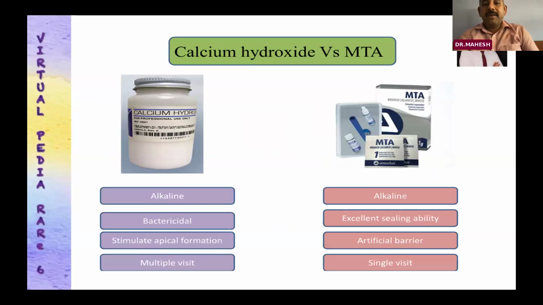It stimulates apical formation, but the disadvantages, you have to keep repeatedly changing it. So the apical formation can take a time frame of 6 months to 2 years for the root closure. So it is a very slow process. You tend to see the patient on a multi-visit process. So that is the major disadvantage of using calcium hydroxide. And there are a lot of studies which say that multi-visit intracanal medicament of calcium hydroxide can cause root fracture. The roots become more prone to fracture. So to shift that, we have your MTA apexification, which has got an excellent sealing ability, and it is mostly a single visit apexification procedure.